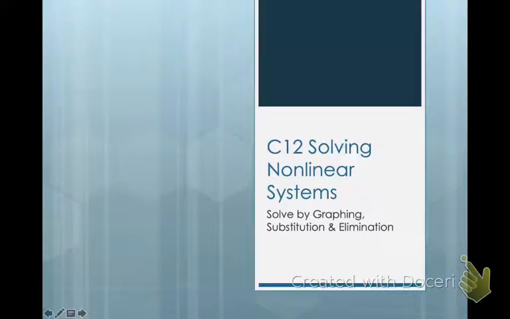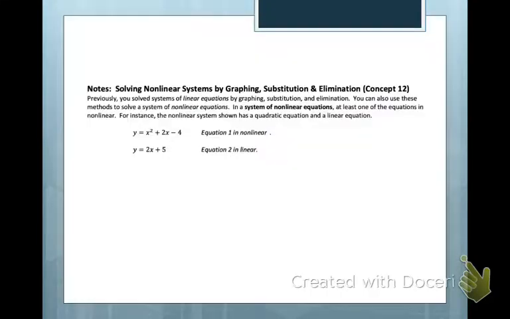Advanced Algebra 2, Concept 12, Solving Nonlinear Systems. So we're going to solve by graphing, substitution, and elimination. Previously you've solved systems of linear equations by those three methods: graphing, substitution, and elimination.